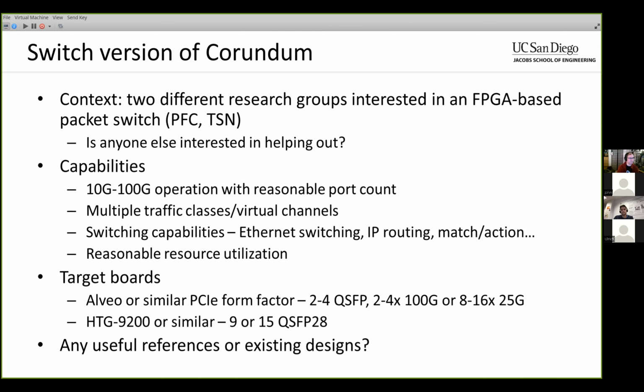So for Alveo or similar PCIe form factor boards, they tend to have 2 to 4 QSFPs, which means 2 to 4 ports at 100 gig or 8 to 16 ports at 10 gig or 25 gig. Not particularly interesting at 100 gig, just with 2 ports. I mean, what can you do, right? I guess plus maybe an internal port. At 25 gig, that is a little bit more interesting with 8 to 16 ports. So something like that could be a pretty useful target.